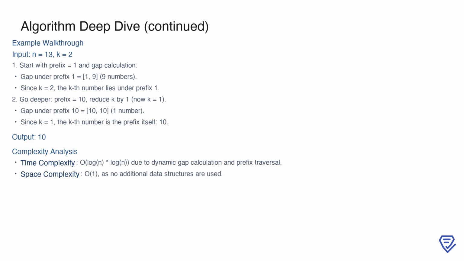Suppose n is 13 and k is 2. We start with the prefix 1, which represents the smallest number lexicographically. Calculating the gap under this prefix, we find it covers the range 1 to 9, which contains 9 numbers. Since k equals 2, the kth number must lie within this range.